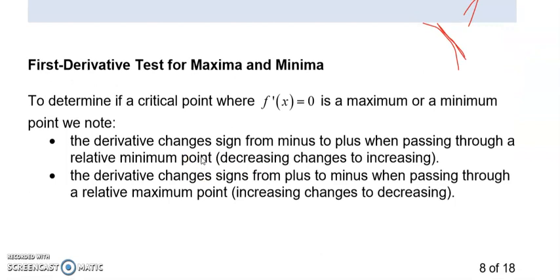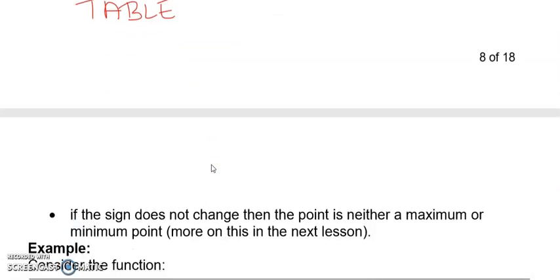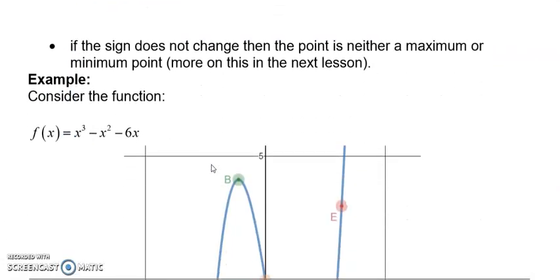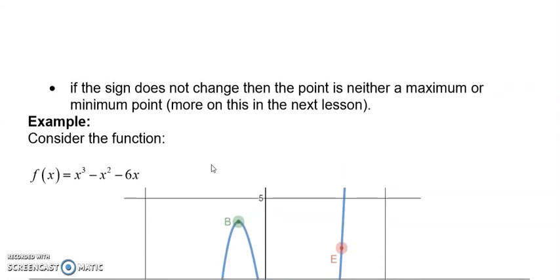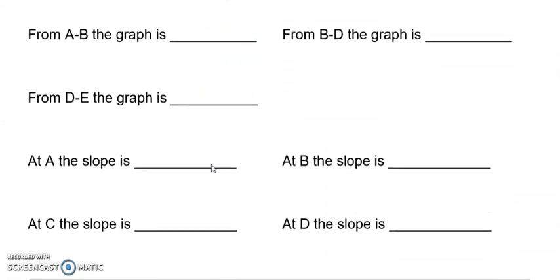This is telling you that you can make a table. And we'll do a table in just a moment. Into that table you put your critical values, and you test to the left and to the right of all your critical values and in between the critical values as well. And you find out where the function is increasing and where it is decreasing. But like I say, we'll do that in just a moment. Before we do that, though, on the next page, there's a very simple example.